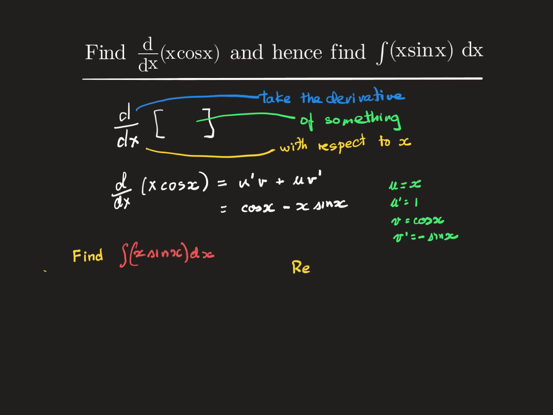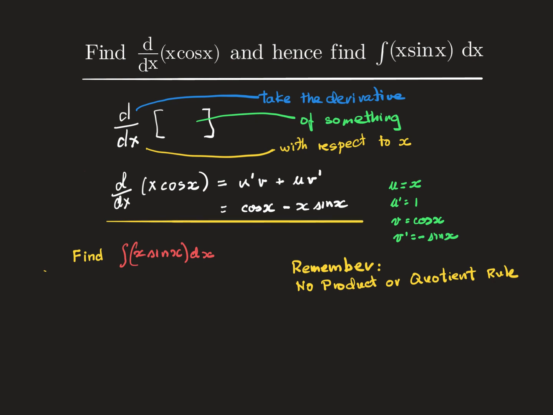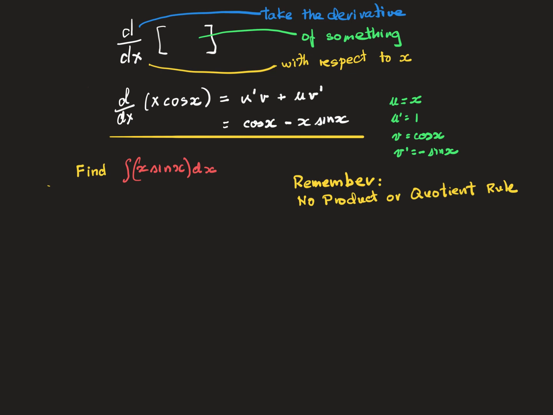now remember that there is no product or quotient rule in integration. Because we were given a clue to find the differentiation of x cos x, let's use it to our advantage. So we'll integrate cos x minus x sin x with respect to x, and that should give us x cos x plus c.